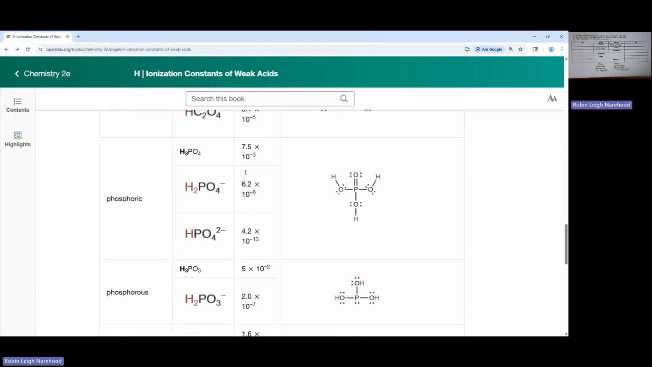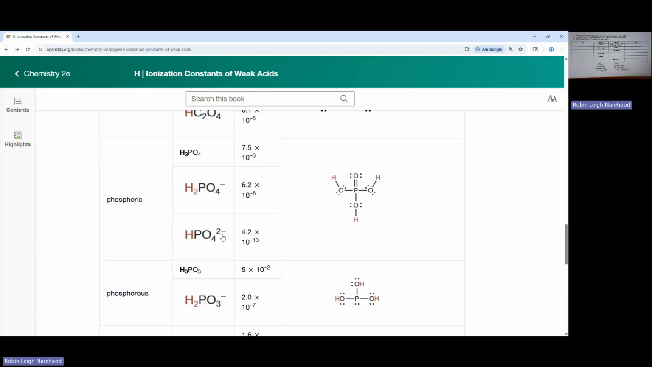So I'm just going to show you the first, and I chose phosphoric acid first for a specific reason, because I want to illustrate more than just what we're talking about. And so if we look at our first conjugate acid-base pair, our weak acid is H3PO4. The conjugate base is H2PO4 -1.